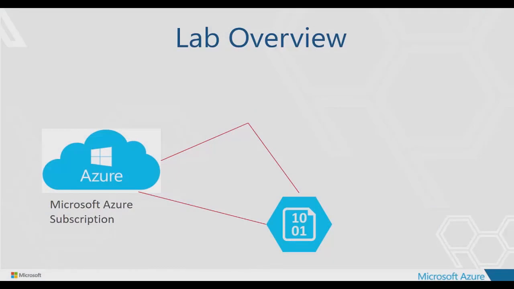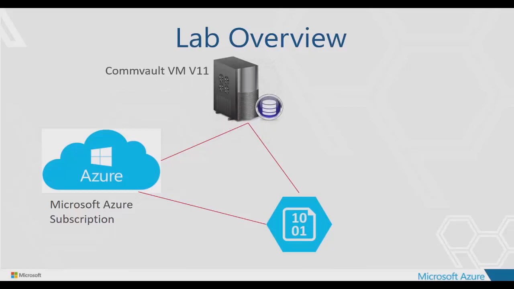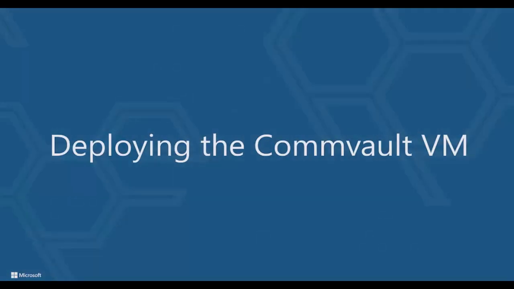So now we need to review our lab overview. Within our lab overview, we have a Microsoft Azure subscription. We'll then also create and deploy our Commvault VM version 11 into the Microsoft Azure platform. On top of that, we'll also add Azure Blob Storage and use it as a backup target so that we can take data from the Commvault server right into Microsoft Azure itself. So with that being said, let's head right into deploying the Commvault VM.